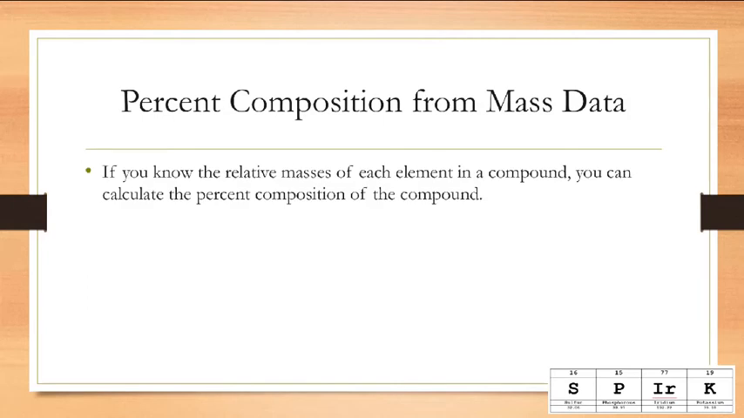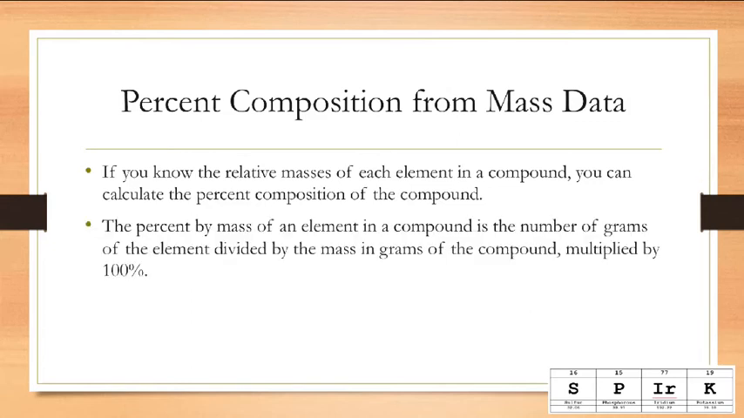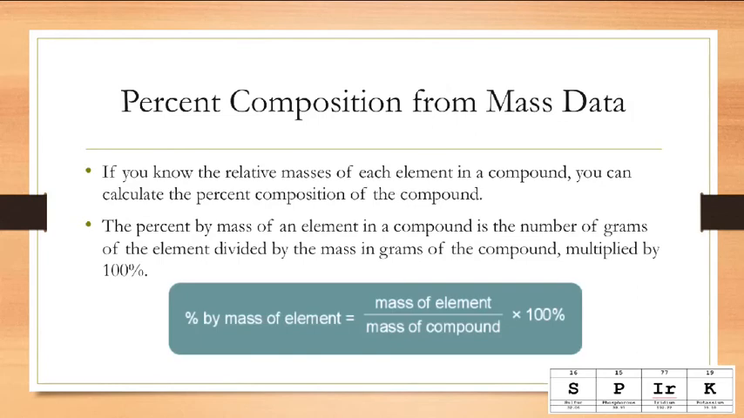If you know the relative masses of each element in a compound, you can calculate the percent composition of that compound. The percent by mass of an element in a compound is the number of grams of the element divided by the mass in grams of the compound, multiplied by 100%. So this is a little plug and chug equation that you can remember and use as we continue to solve for the percent by mass of an element.